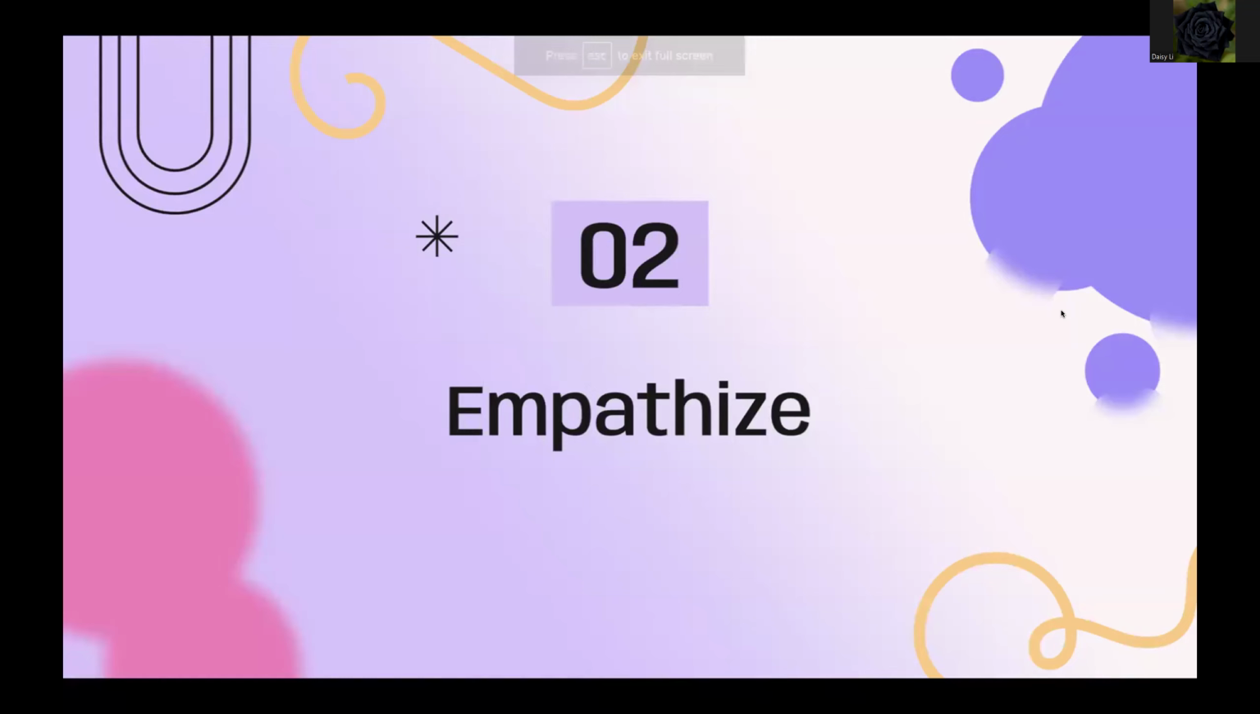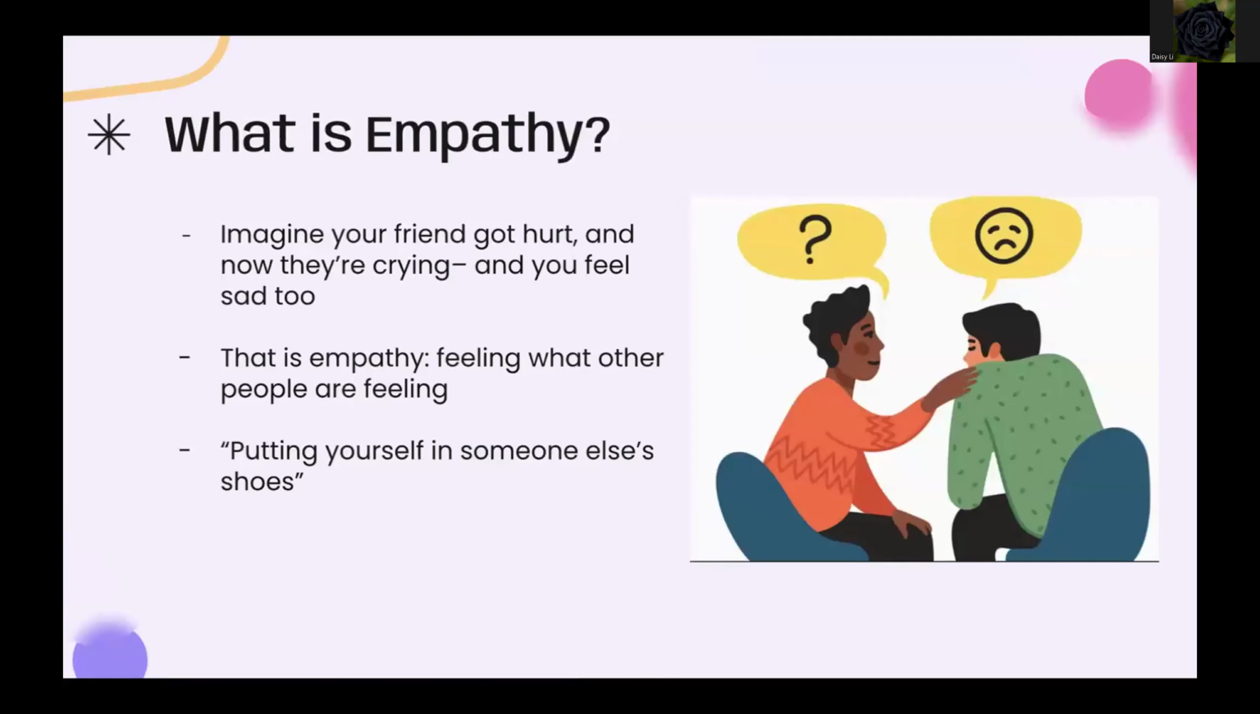The first step in the design thinking process is empathize. But first of all, before we go to this step, we must ask, what is empathy? Well, imagine your friend got hurt and now they're crying, and you feel sad too. That is empathy, feeling what other people are feeling. Essentially, it is putting yourself in someone else's shoes.